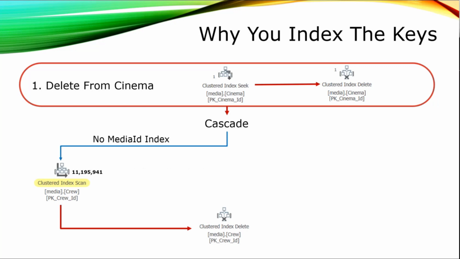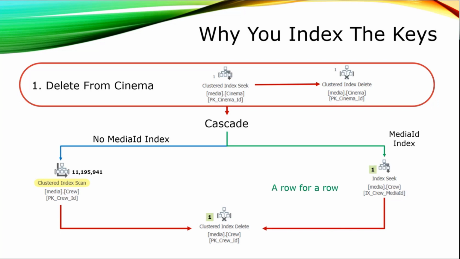Yikes. So what can we do to mitigate that? Well, surprisingly enough, you need an index, one index on one column. And all of a sudden, you have a one-to-one operation. 11 million reads down to one.